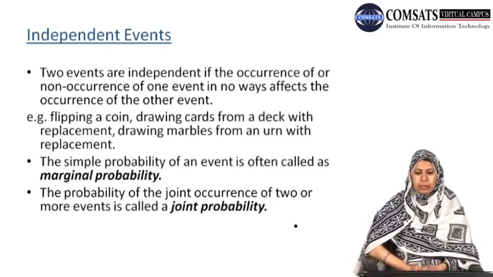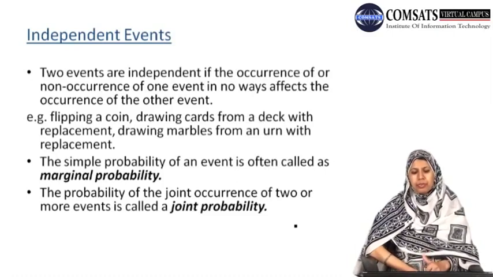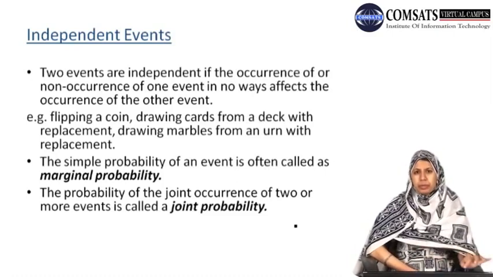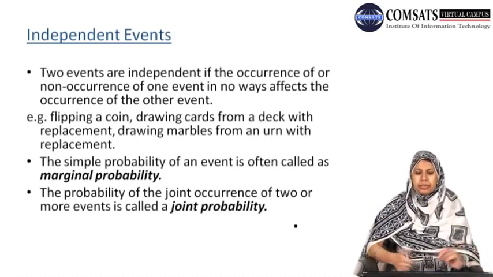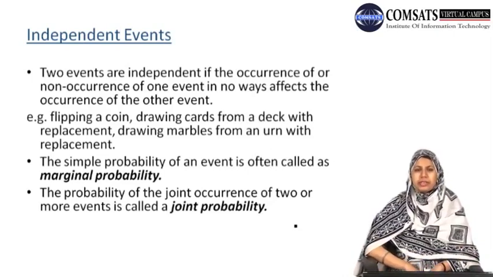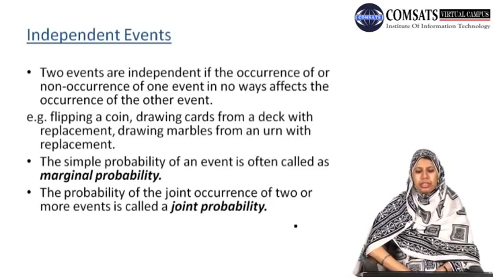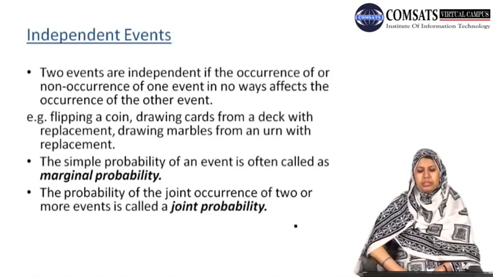For example, drawing cards from a deck with replacement, or drawing marbles from an urn with replacement, which means that when we have drawn one marble from an urn, we put it back, and the next time we can obtain any of the marbles randomly. So these are examples of independent events. The simple probability of an event is often called the marginal probability, and the probability of the joint occurrence of two or more events is called the joint probability.